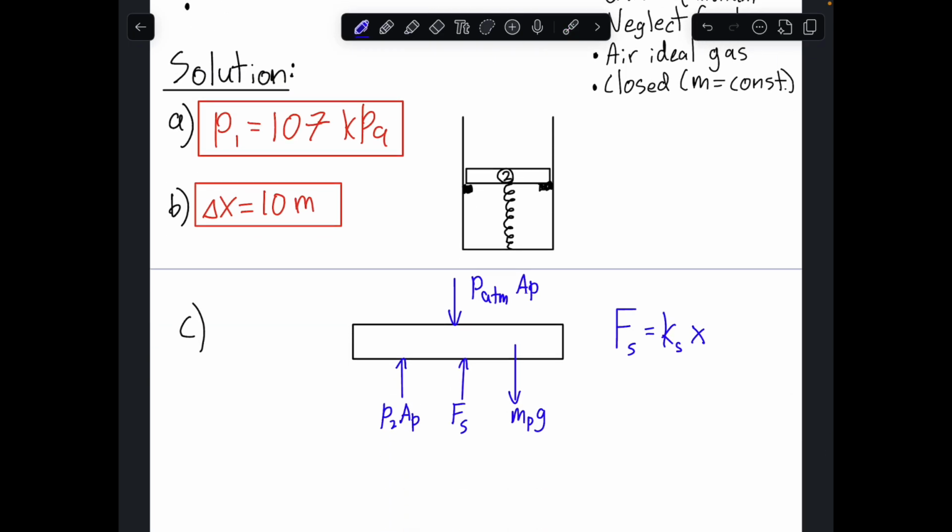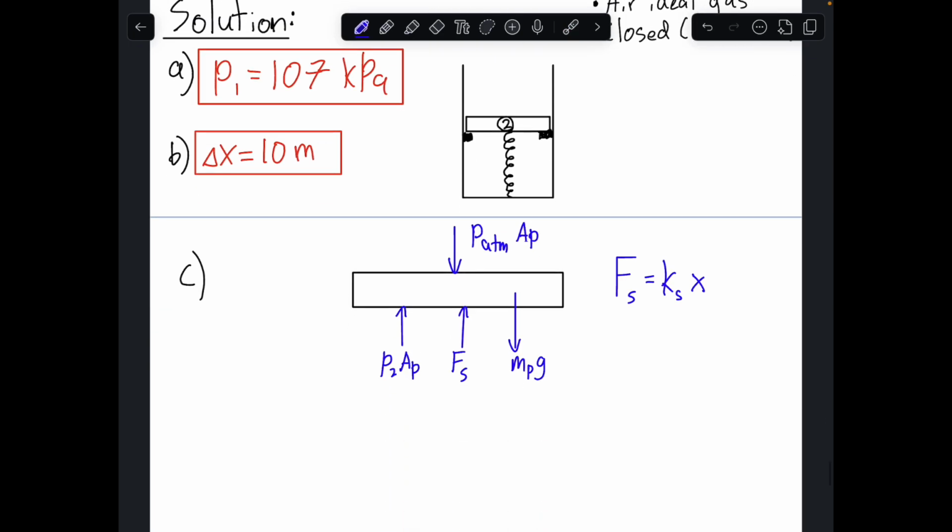And so these are all the forces we have, and now we can just write out a force balance. So we will say that the sum of the forces is equal to our positive forces are the ones that are going upwards. So we have a positive P2 times AP plus a positive spring force, which is Ks times the delta X value we found. And then these ones that are pointing downwards are going to be negative. So we have a negative mass of the piston times gravity and a negative P atmospheric times the area of the piston.